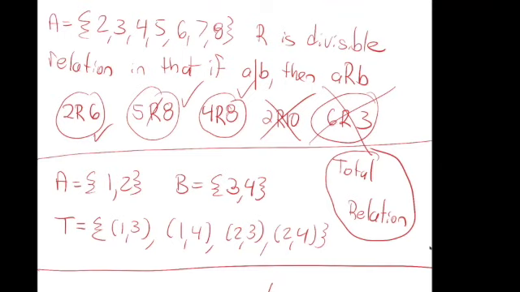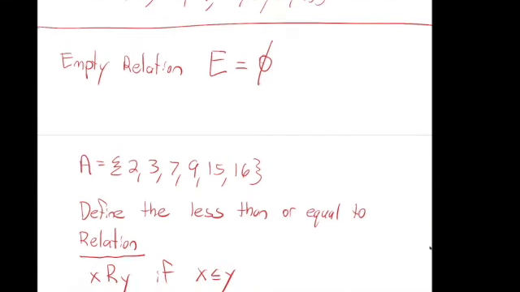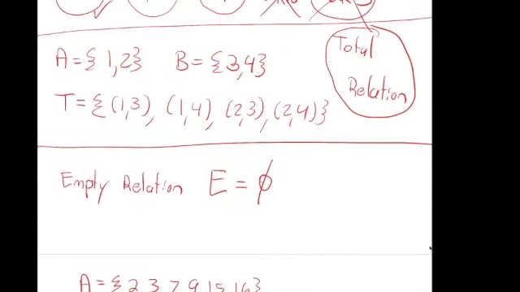Any questions? Okay, and then there's the kind of least interesting relation, which is the empty relation, which just means nothing in A is related to anything in A, or nothing in A is related to B. So that would just consist of no relations, which is the empty set.